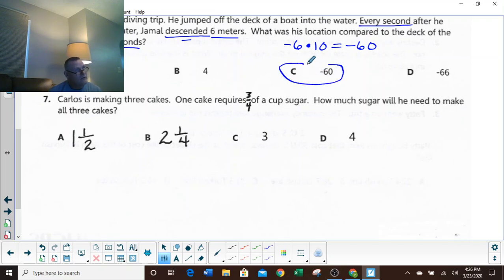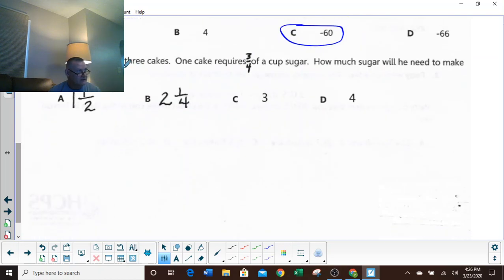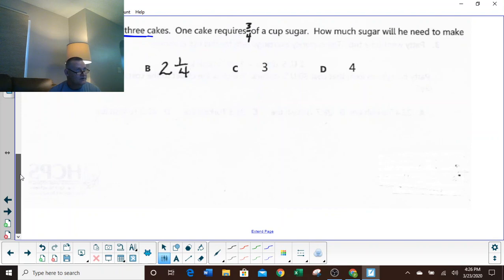But there it is. Let's go to Carlos. Carlos making 3 cakes. 1 cake requires 3/4 cup of sugar. How much sugar will he need to make all 3 cakes? I'd change that to 0.75. Multiply it by the 3 cakes that I'm making. And if I ain't mistaken, that'd be 2.25. Put that in your calculator.